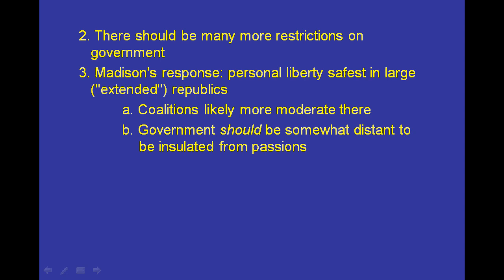Madison's response, in the Federalist Papers, was that personal liberty was safest in large extended republics. Alexander Hamilton, in writing the Federalist Papers, made the same argument, that coalitions likely were more moderate in extended republics, and it was good that government would be distant and insulated from the passions of the people.